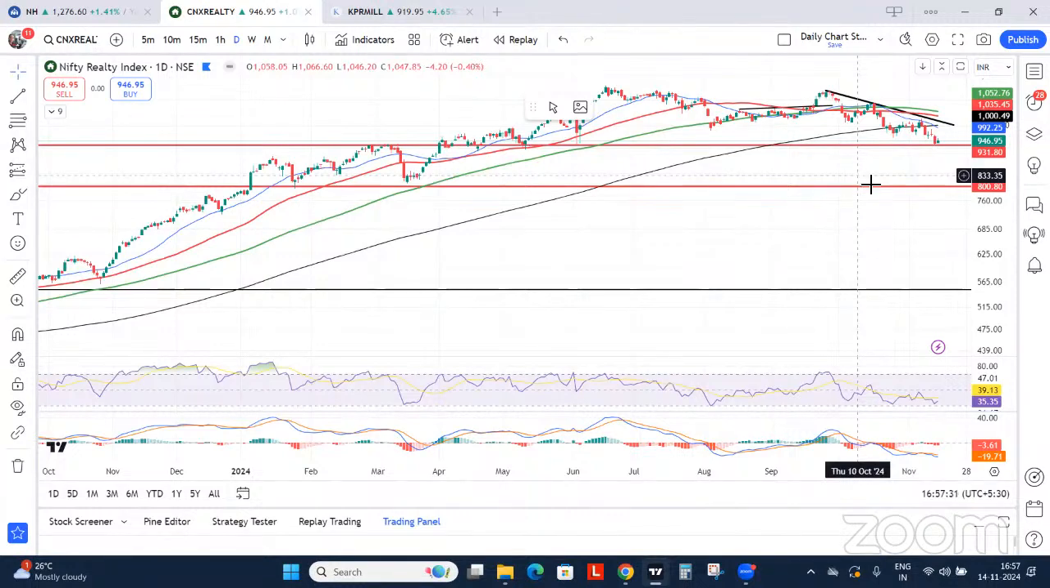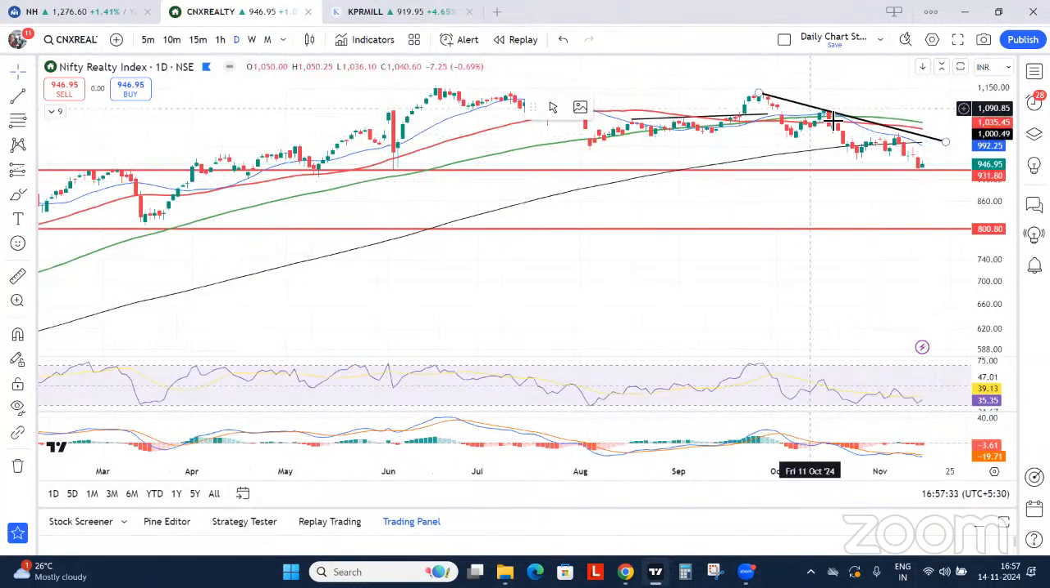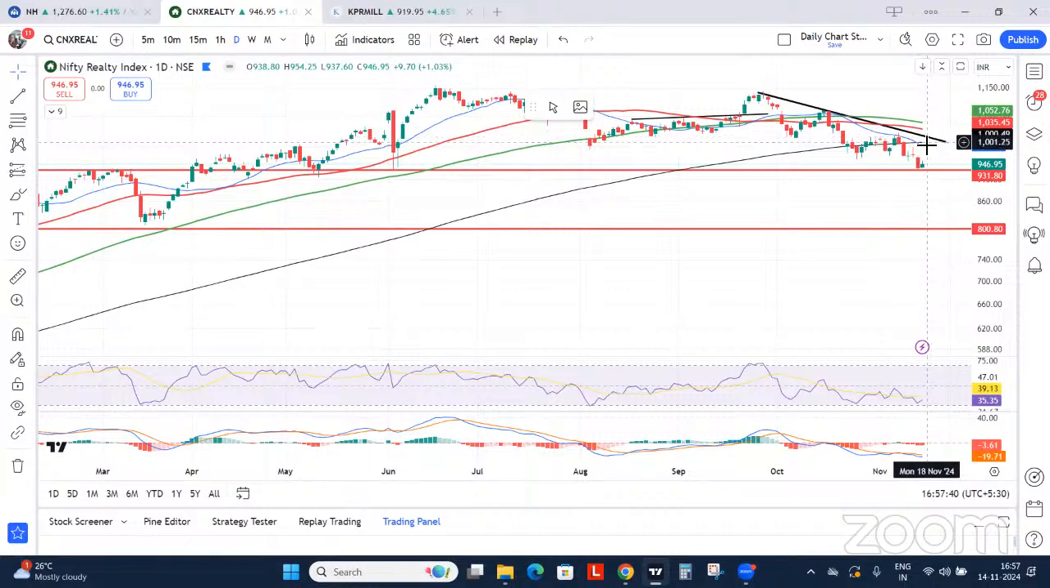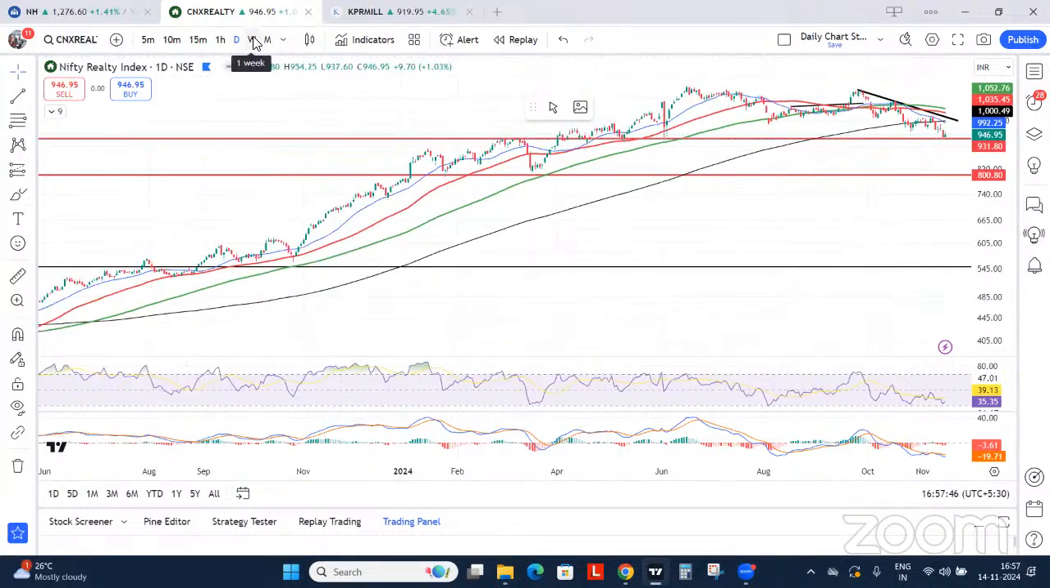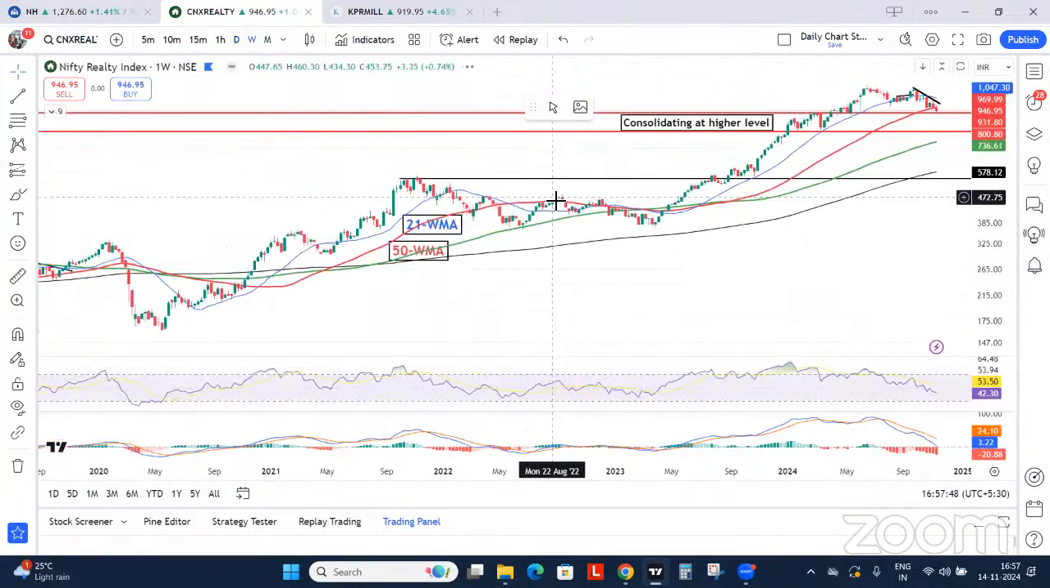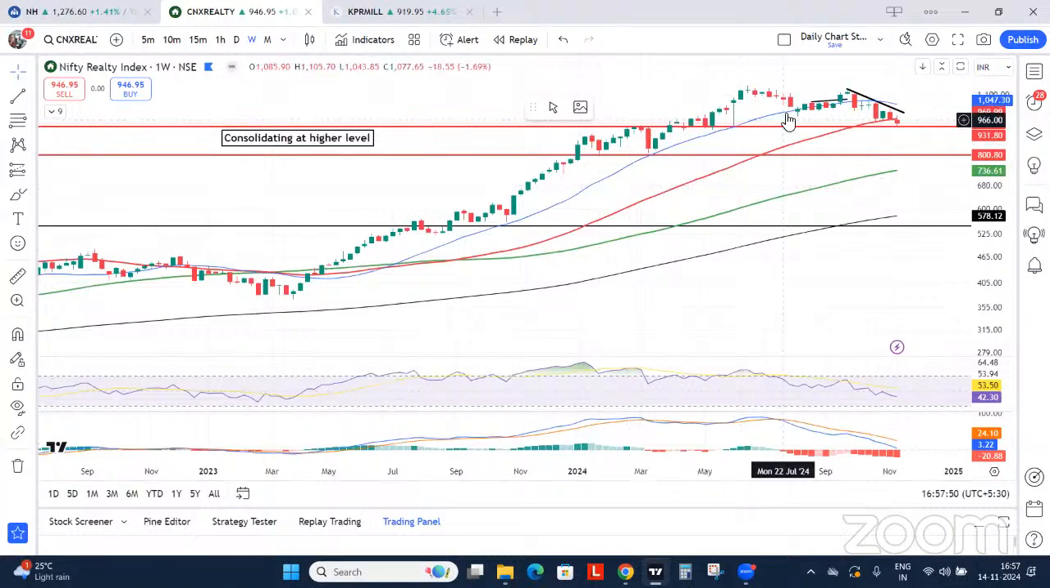And on the upside, this particular downward sloping trend line is key to watch. If it closes above that 1,000 kind of level, then we might see a trend change in this sector. But looking at the momentum chart and overall market weakness, the probability of a trend change scenario is very low. But one can look at these levels to watch in the coming days.